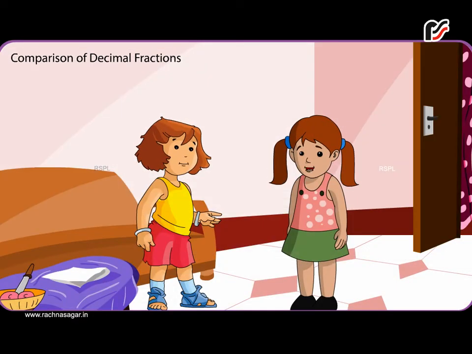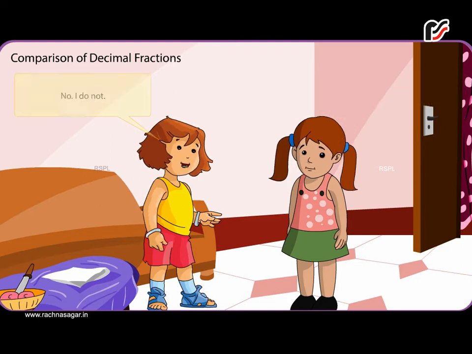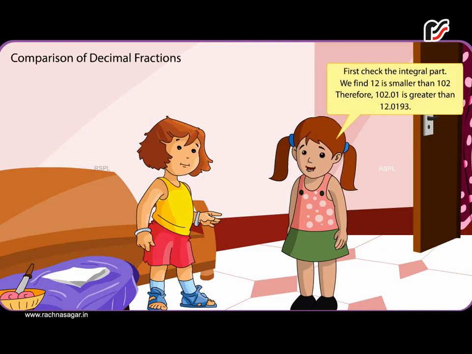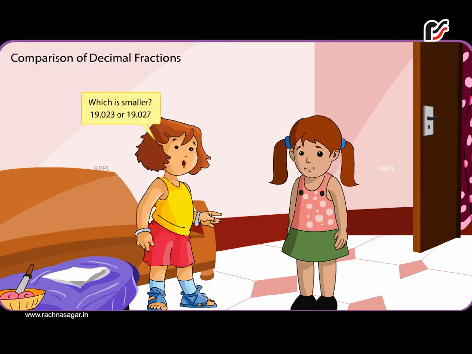Comparison of decimal fractions. Do you know how to compare two decimal fractions? No, I do not. Okay, fine. I will explain it to you with the following example. Which is greater, 12.0193 or 102.01? First check the integral part. We find 12 is smaller than 102. Therefore, 102.01 is greater than 12.0193.